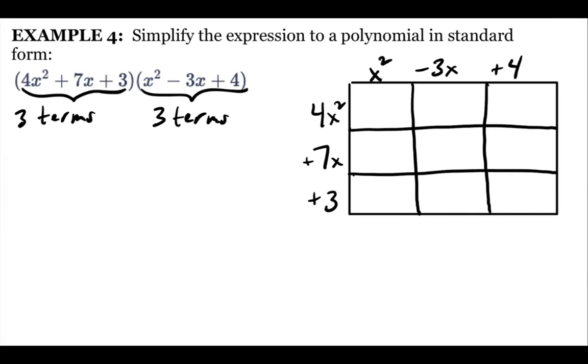Okay, so I'm multiplying both of these trinomials times each other. How do I know it's multiplication? In between, there's no plus or minus. If there was a plus or a minus in the middle, you would do like we did in number 1. But if there's nothing in between, that means multiplication. So we got a trinomial times a trinomial, so I set up a 3 by 3 box.